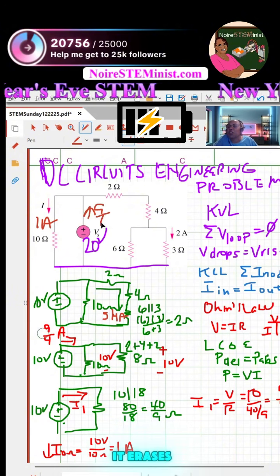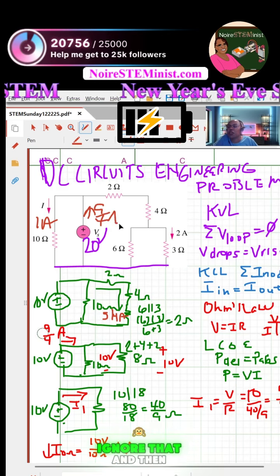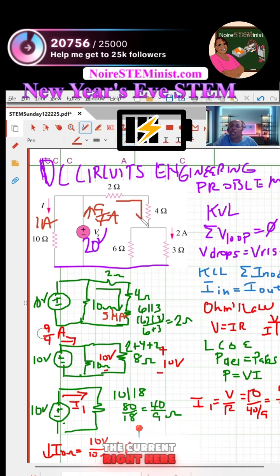Sometimes when I write on the picture, it erases, so you have to be patient until I force it to ignore that.